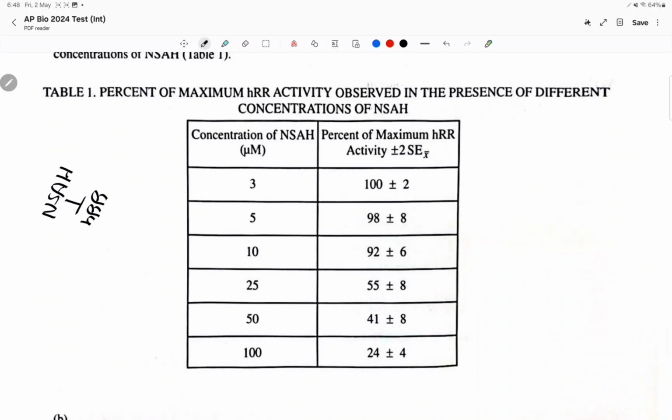Okay, what do we see in here? With more concentration of NSAH, the amount of HRR is dropping significantly, right? So more NSAH means less HRR.